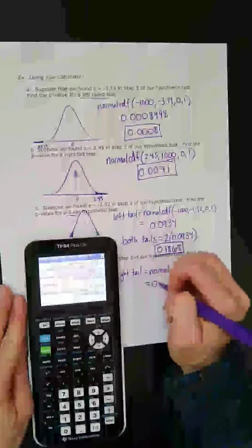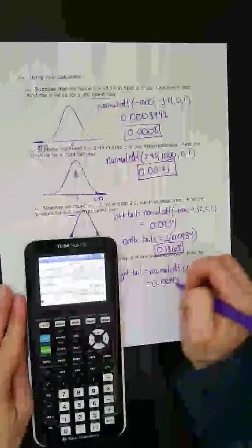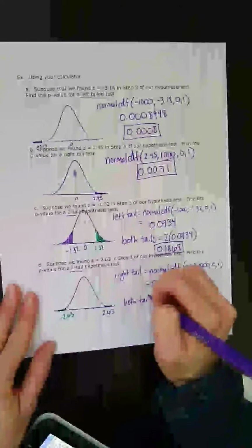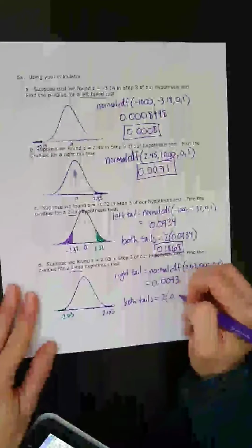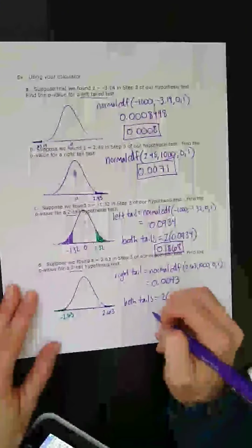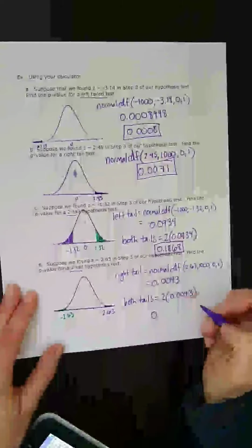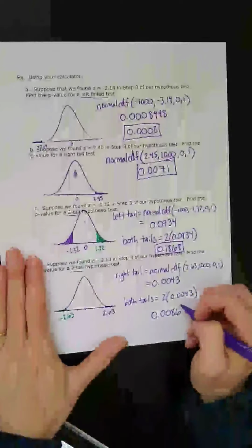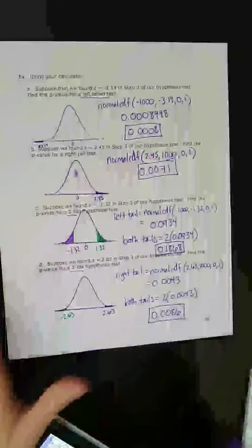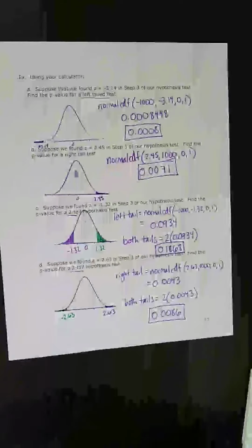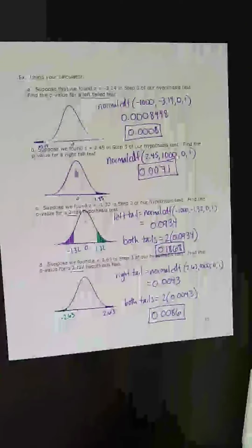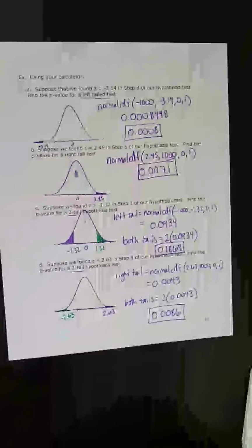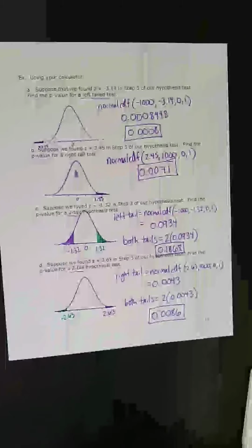And I get an area of 0.0043 in the right tail. So both tails, it's going to be 2 times that. So my answer will be 0.0086. And if you double it before you round it, you might get 0.0085, but that's going to be close enough. Okay. My stat lab will accept either answer. So that is what we do with our p-values.